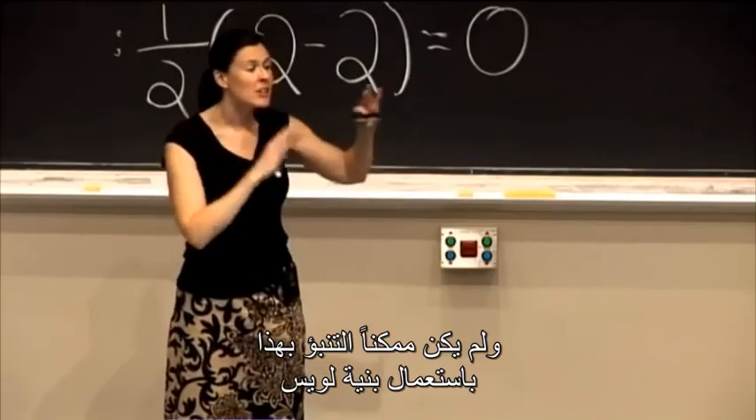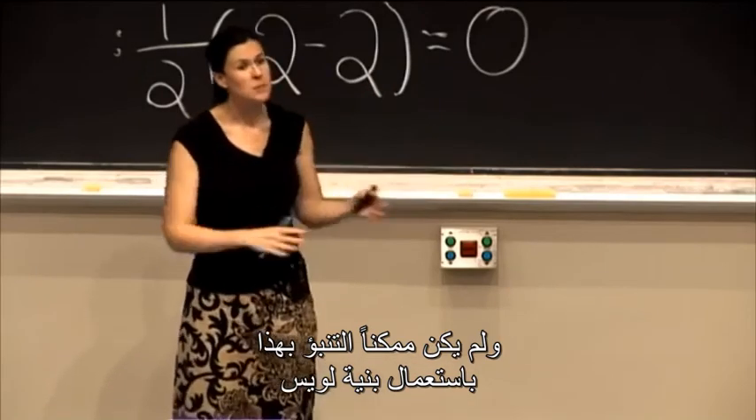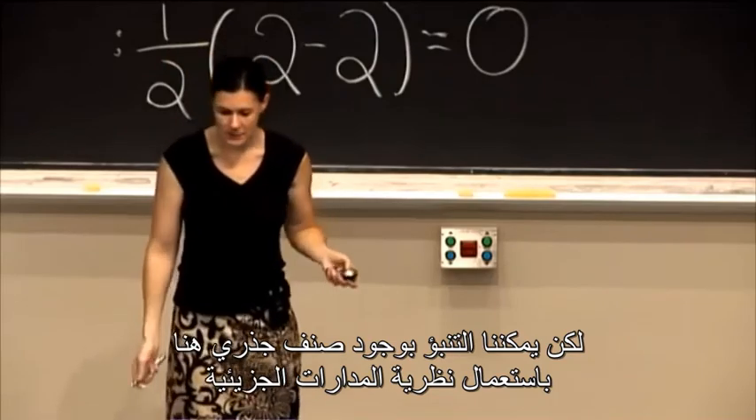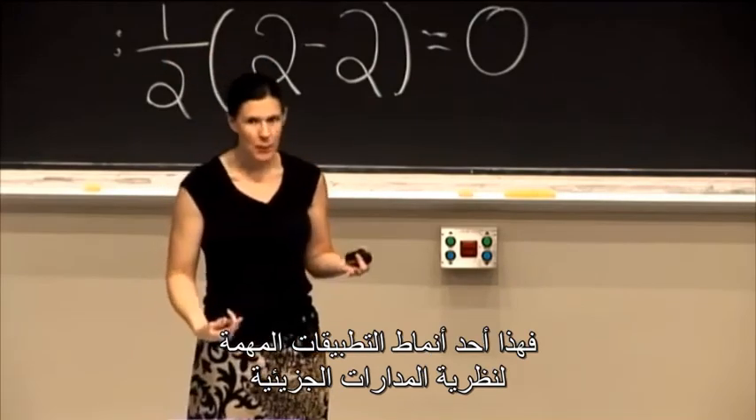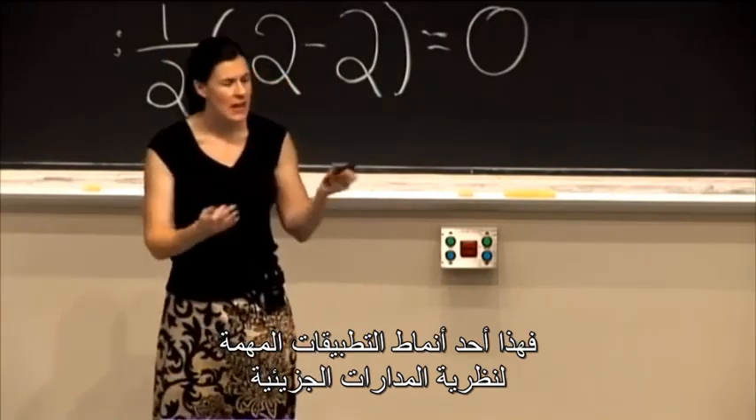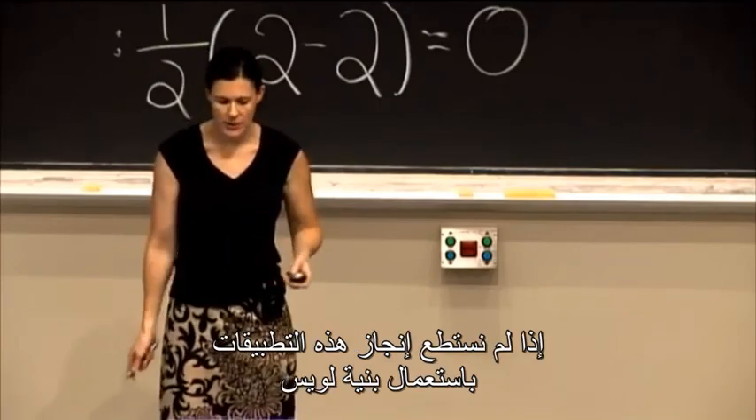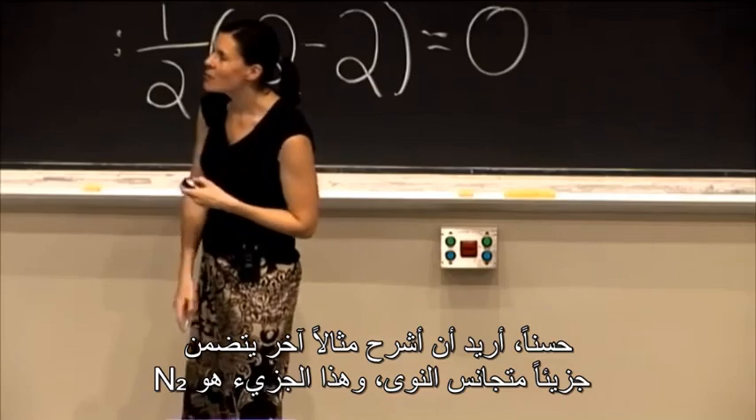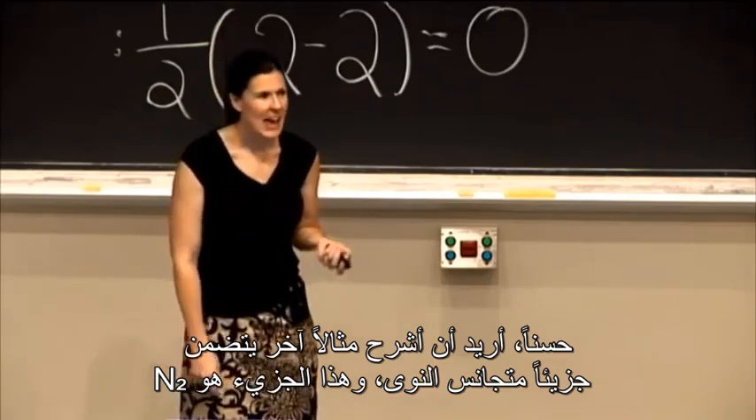This was something we could not predict using Lewis structures, but we can predict using MO theory that we have a radical species here. So that's a really important type of application that we can use MO theory for that we weren't able to do with our Lewis structures. All right, I want to do one more homonuclear example here, and this is N2.